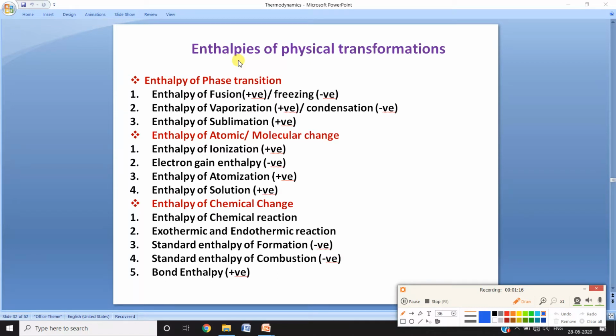Now in this lecture we will discuss the enthalpies of physical transformation. In this point, our first concept is enthalpy of phase transition. Second one, enthalpy of atomic or molecular change. And third one, enthalpy of chemical change. Now, our first point, enthalpy of phase transition.